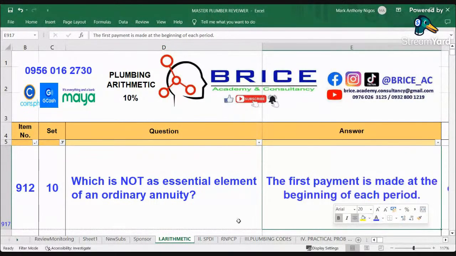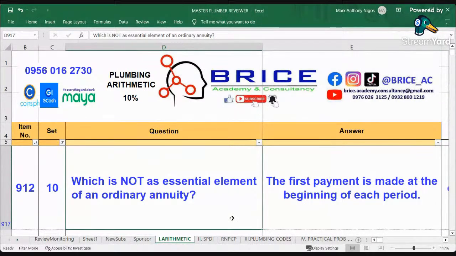The answer is the first payment is made at the beginning of each period. So, basahin natin yung ibang choices. What is not an essential element of an ordinary annuity? Ito po yung not essential: the first payment is made at the beginning of each period. So, yung iba pang essential, number 1, the amount of all payments are equal. The payments are made at equal intervals of time.